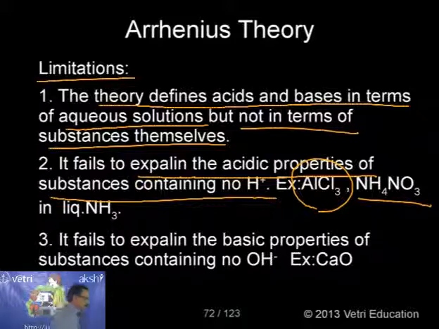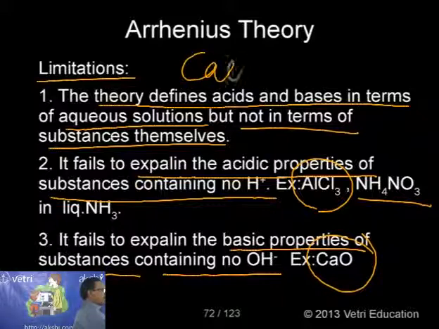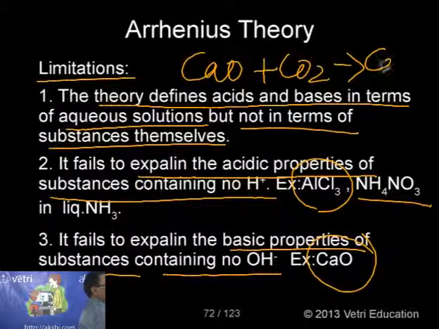The next one: it fails to explain basic properties of substances containing no OH minus. There are substances which behave as a base but do not contain OH minus, so the theory fails. For example, calcium oxide. We know calcium oxide is a base. Take a specific example: calcium oxide reacts with carbon dioxide to give calcium carbonate.